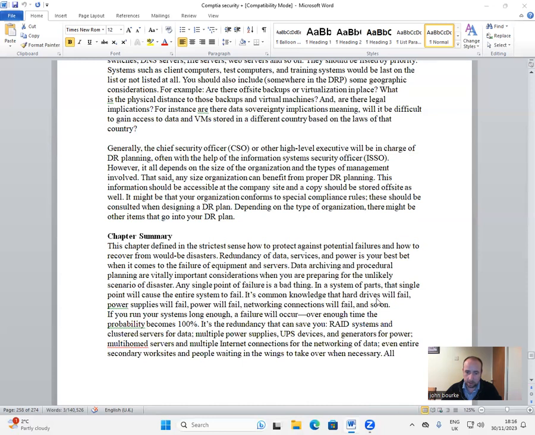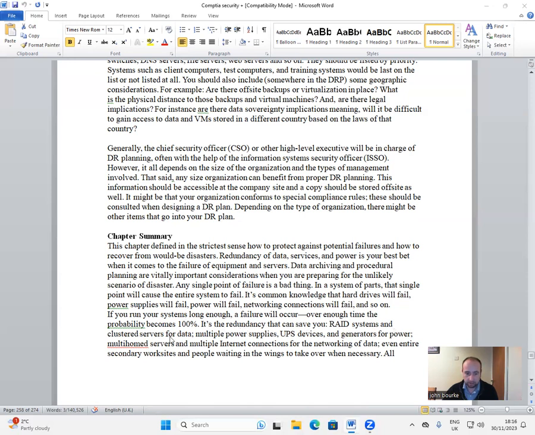It's common knowledge that hard drives will fail, power supplies will fail, power will fail, networking connections will fail, and so on. If you run your systems long enough, a failure will occur over enough time. The probability becomes 100%. It's the redundancy that can save you.